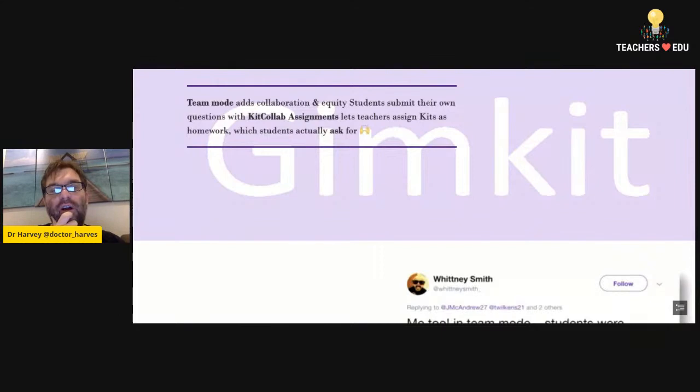Another advantage is that you can go through team mode. Team mode adds collaboration and equity, as students submit their own questions with something called Kit Collab, and it lets teachers assign kits. Kits are basically the questions that you're asking the students as homework, which the students actually asked for.